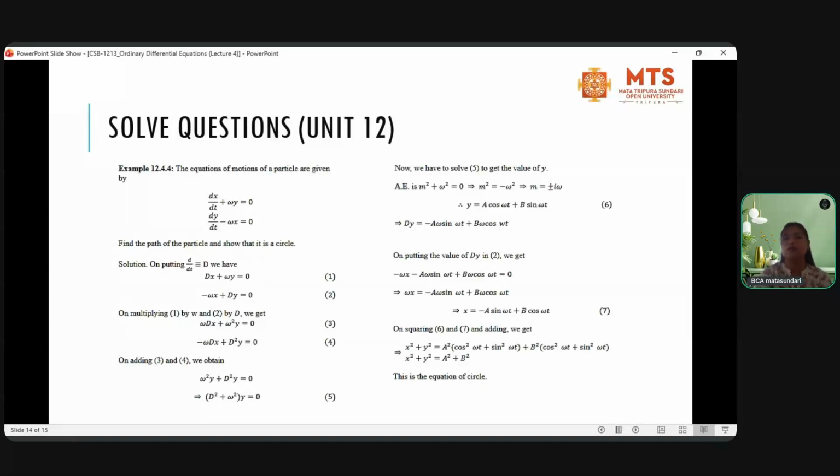Now we get the auxiliary equation, and on putting the value of dy in equation 2, we get equation 7. On squaring 6 and 7 and adding, first we'll square, then add. Then what will be the answer? This is the equation of a circle.